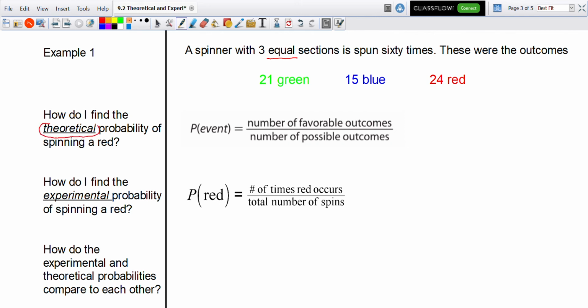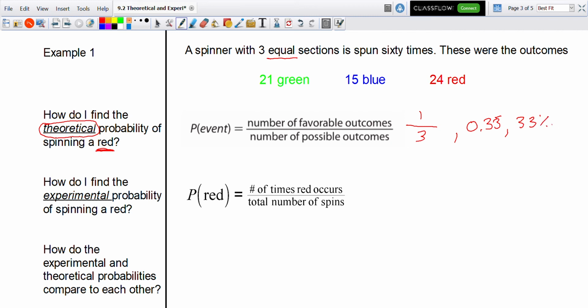Let's find the theoretical probability first. Theoretically, my number of favorable outcomes, there is one favorable outcome for red, right? We're looking for red. There is one favorable outcome out of 3 possible, right? So 1 out of 3 chance to spin a red, right? We had red, blue, green. That's 3 different outcomes. Our one favorable was red. So it's a 1 out of 3 chance to spin a red, or 0.33 repeating, or a 33.333% chance, right?